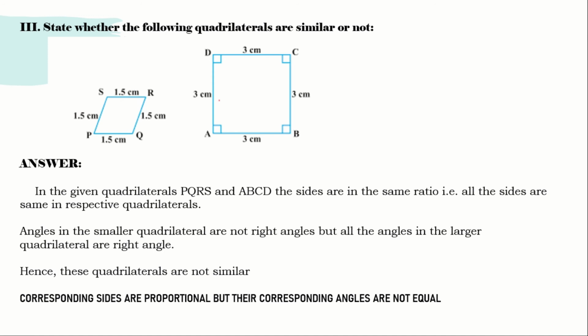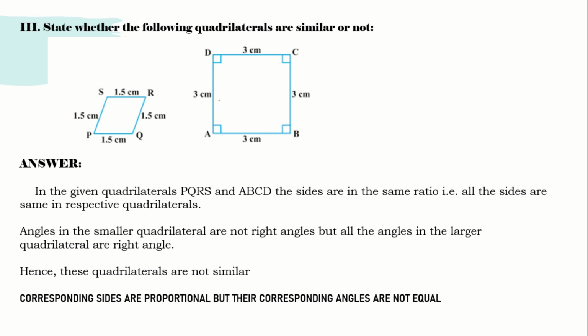But the angles in the smaller quadrilateral are not right angles, whereas all the angles in the larger quadrilateral are right angles. You can see here in PQRS, the angles inside the quadrilateral are not right angles. But in the second diagram, in the square ABCD, all the angles are right angles. Since the angles differ, but the sides are in equal ratio, one of the conditions is not satisfied.